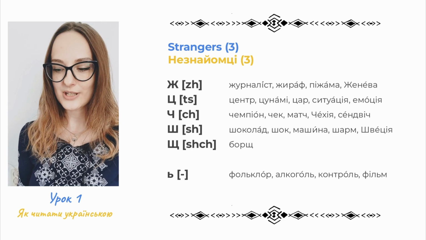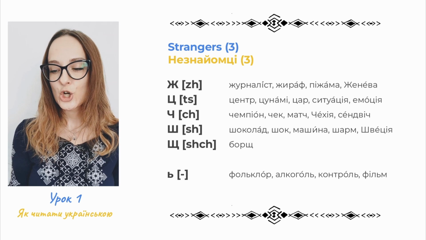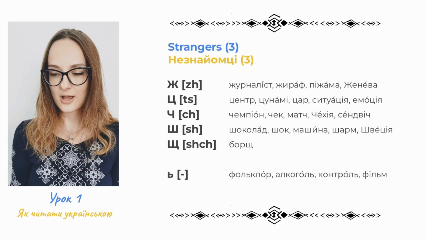The next letter is Ш, ш, sound ш. Шоколад, шок, машина, шарм, Швеція.